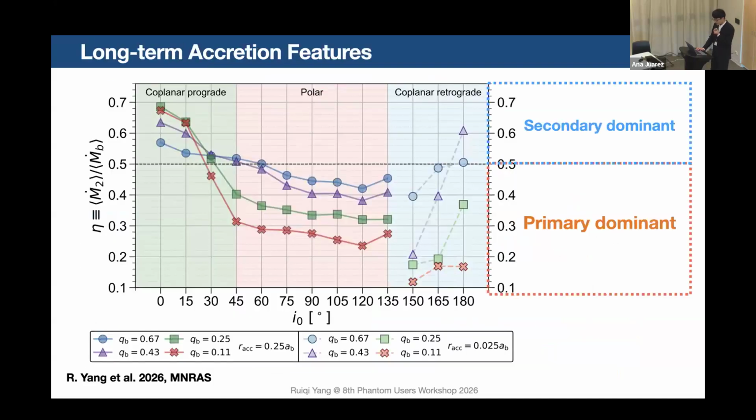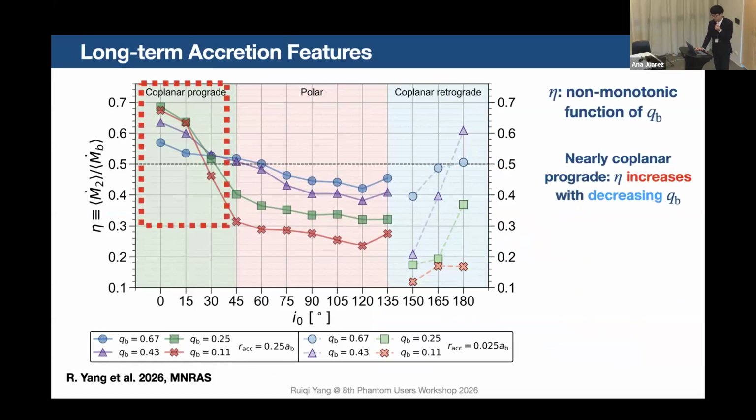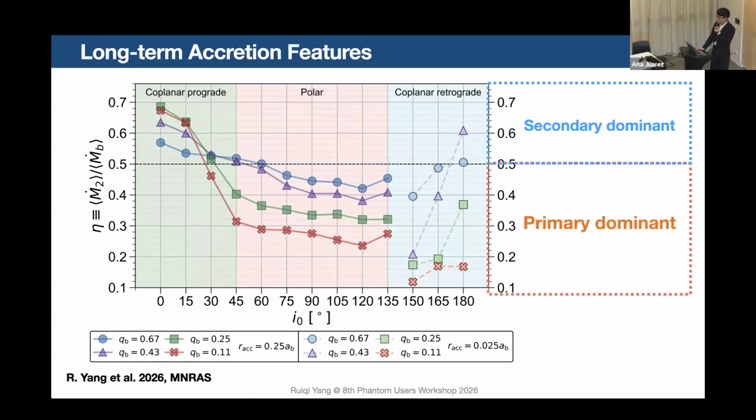All right. We also studied the preferential accretion ratio, eta, in the simulations, which is the time averaged value of the secondary star's accretion rate over the total binary accretion rate. So if this eta is higher than 0.5, then it means the secondary star will dominate accretion, and if it's lower than 0.5, then it means the primary will dominate accretion.